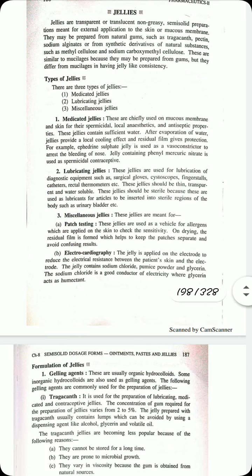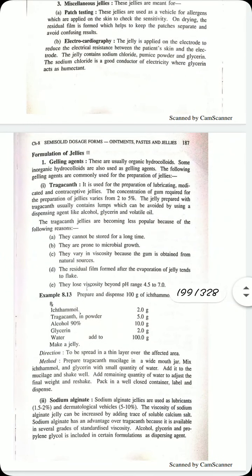Then the formulation of jellies. Formulation means which ingredients we use while preparation of jellies. These are gelling agents and tragacanth. Tragacanth is used for the preparation of lubricating, medicated and contraceptive jellies. The concentration of gum required for the preparation of jellies varies from 2 to 5%.